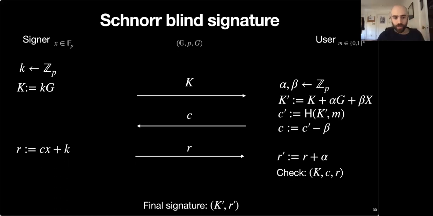Schnorr blind signatures are a bit of a mess. I'm going to simplify them. Why? Because the user code, we don't care to look at it.